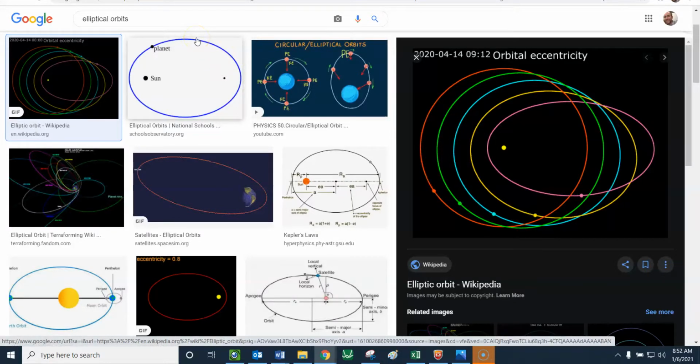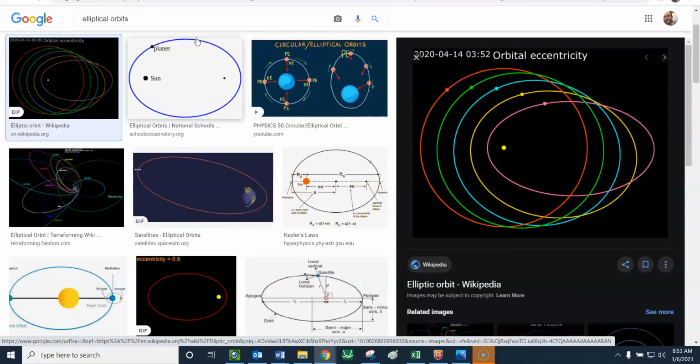Hi guys, I found this little GIF here of elliptical orbits, and one of the things I want to talk about here, obviously dealing with astrophysics and outer space and orbital motion, is something called eccentricity. The eccentricity of an ellipse is basically a measure of ovalness. Kind of a weird word, but it's going to be a number between 0 and 1 that measures how circular or how non-circular an orbit or path is.